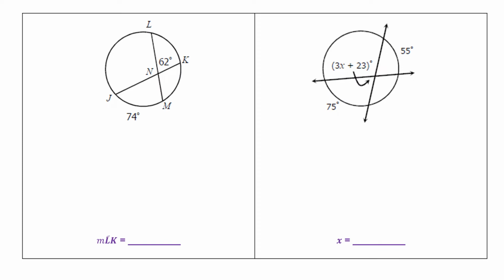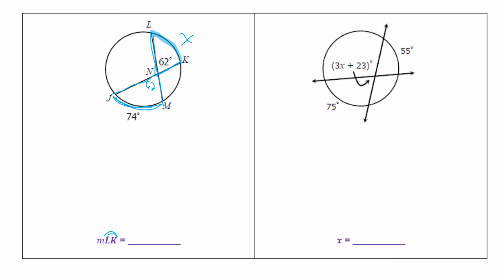All right, so in our third example, we're looking for the measure of LK. So LK is right here. Its angle is LNK, which is 62. Its vertical angle is JNM, which would also be 62. And its intercepted arc is JM. So I'm going to put an X next to LK since that's what we're looking for.